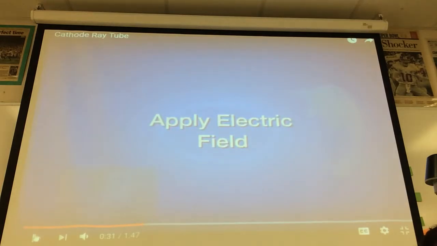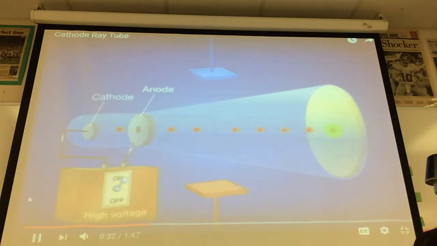Now they're going to apply an electric field. Why might you apply an electric field? What do you want to determine? The charge. When an electric field is applied across the cathode ray tube, the cathode ray is attracted by the plate bearing positive charges. The fact that it is attracted toward this plate with a positive charge suggests that this beam is comprised of what kind of charged particles? You got it. Better known as electrons.